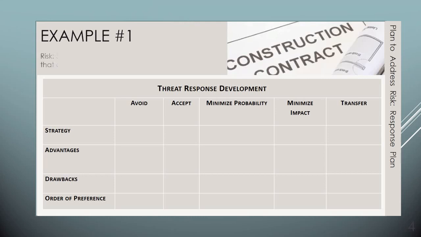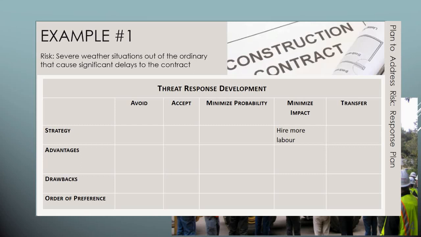Let's say our risk is severe weather situations out of the ordinary that cause significant delays to the contract. We plan to speed up the schedule, mitigate the impact, minimize it, by hiring more labor. The advantage is the schedule will be accelerated. We expect 3 weeks. The drawback is that per person work productivity is lower and there are some extra costs.